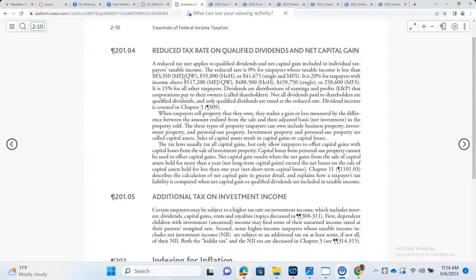If you are between 83,000 and 517,000 as married filing jointly, you pay 15%. If you are more than 517,000, you pay 20%. If your income is below 83,000, you pay 0%. So you don't need to memorize it, but just understand that there is no tax, 15% and 20% based on your income.